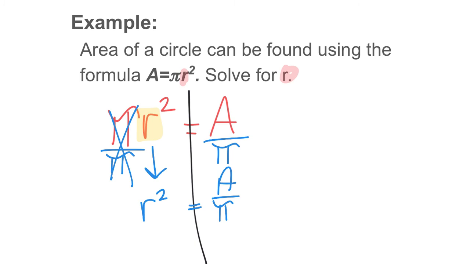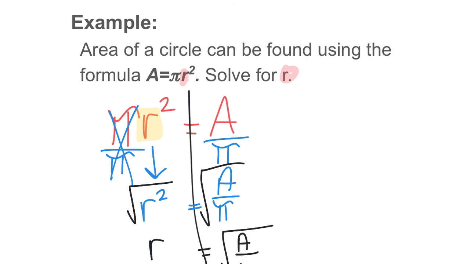Now I have to think about what do I do to undo an exponent. If you remember when we looked at the rules for inverses, addition was inverse with subtraction, multiplication was inverse with division, exponents are inverse with roots. So we can undo an exponent of 2 by finding the square root on both sides. So the square root of R squared is just R. The square root of A over pi is exactly that, root of A over pi. And that would be my rearranged formula.